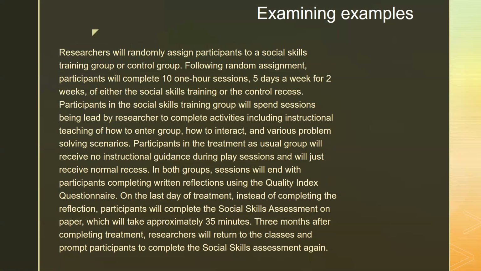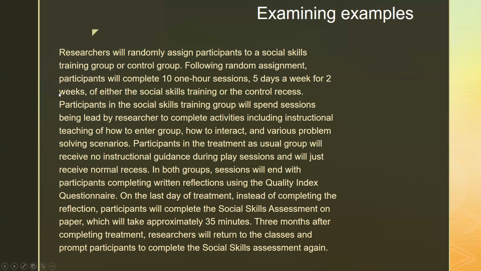Again, this is clipping out the recruitment and informed consent, and then the end part being the debriefing and the compensation. And it's just looking at the description in the middle of what participants would do. And so in this example, there are 2 different groups of participants. There's a treatment, okay, we're making a comparison. So one group of participants is going to do social skills training, and the other one is just a control group for comparison, okay? And so here you see we have to explain what both groups do. So researchers will randomly assign participants to a social skills training group or a control group.